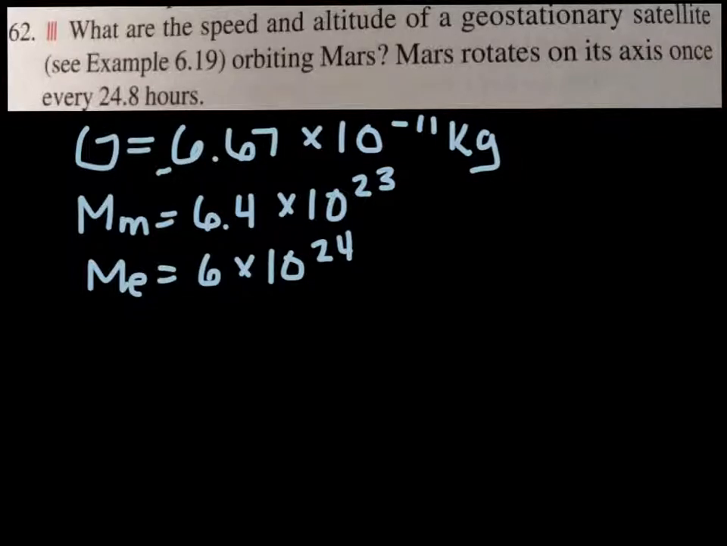The information that we need for this question is G, which is 6.67 times 10 to the negative 11, the mass of Mars, which is 6.4 times 10 to the 23rd kilograms, and the mass of Earth, which is 6 times 10 to the 24th.